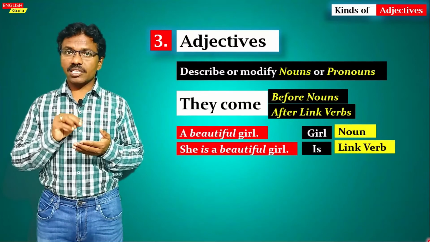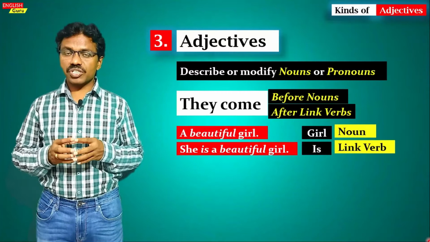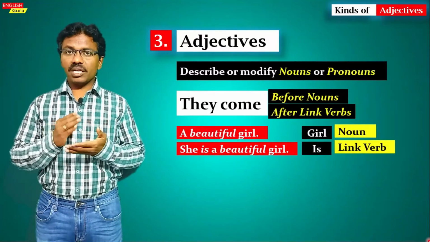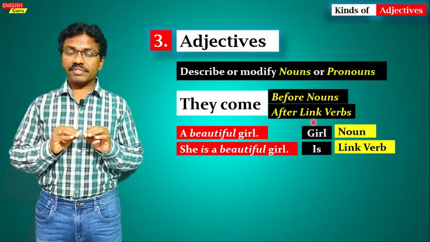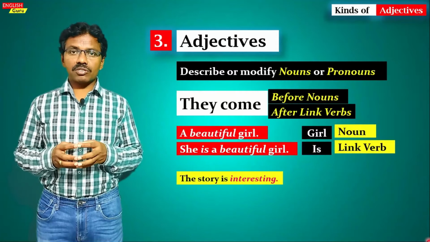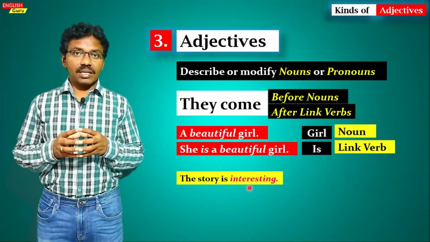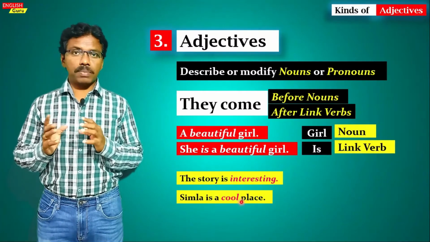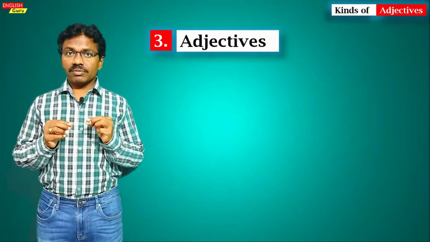So "is" is qualifying the girl, and the girl is referred to as the subject, again "she". Adjectives normally come in two places in a sentence: one, before a noun, or after a linking verb. That is very important. And we can see in the other examples also, the story is interesting. So interesting is an adjective. And the next one, Simla is a cool place. Cool, adjective.